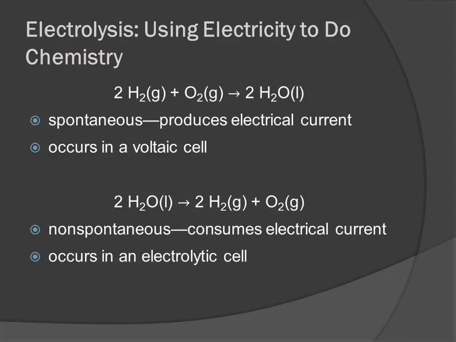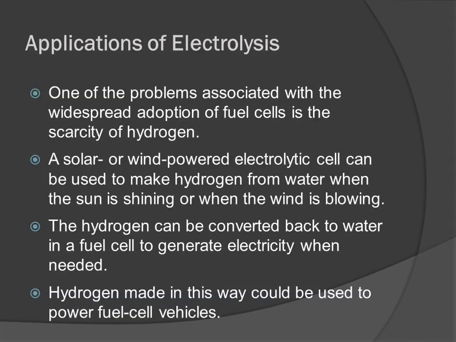But we can make this occur if we pass an electric current through the water. You could actually try this at home by taking a 9-volt battery and dropping it into a glass of water. And you'll see little bubbles generated at each of the terminals. And what's happening is you're doing electrolysis of water, and you're breaking it into hydrogen and oxygen gases.